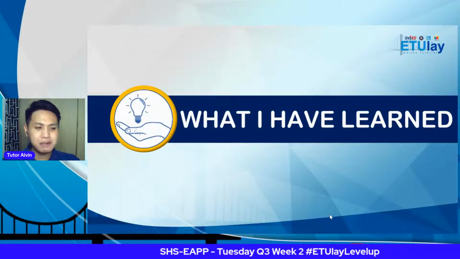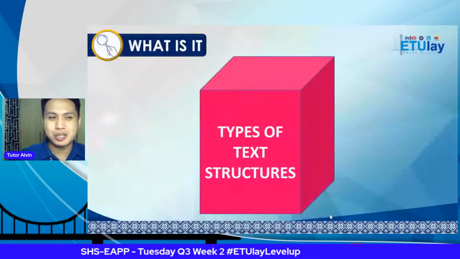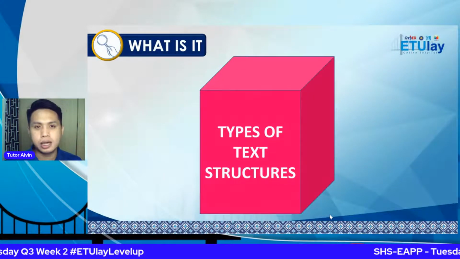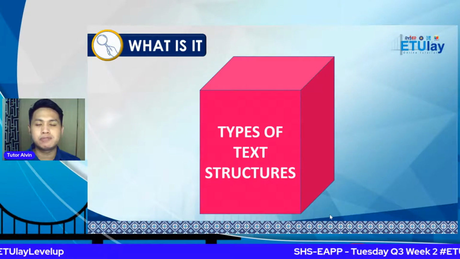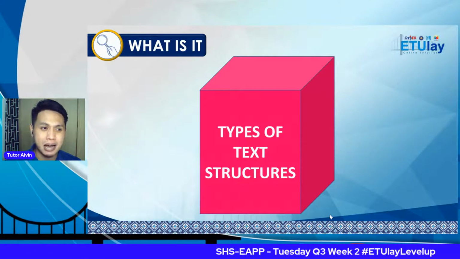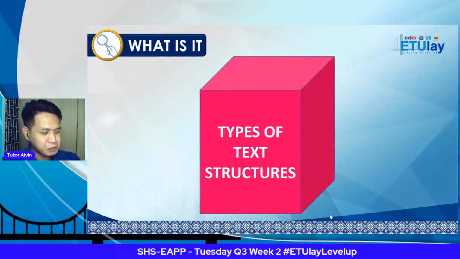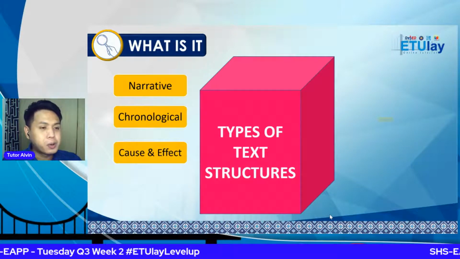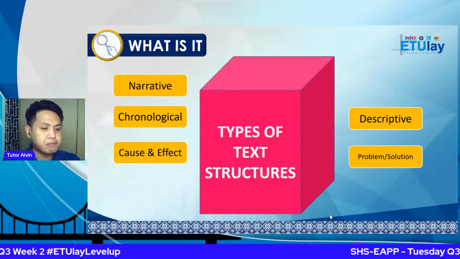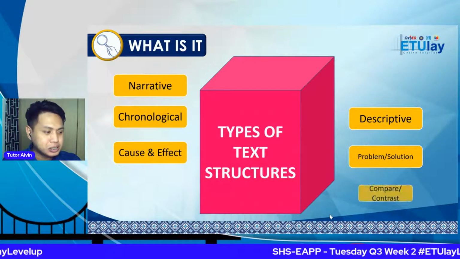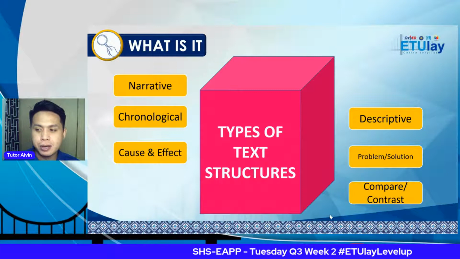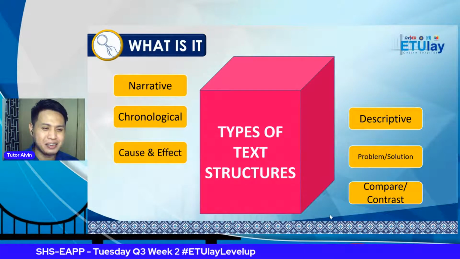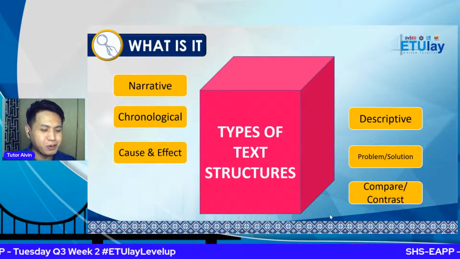So let's have a recap. For today, we talked about the types of text structures. Again, comment down below the types of text structures we have talked about. We have narrative, chronological, cause and effect, descriptive, problem solution, and compare and contrast. Okay, thank you. So those are all correct.